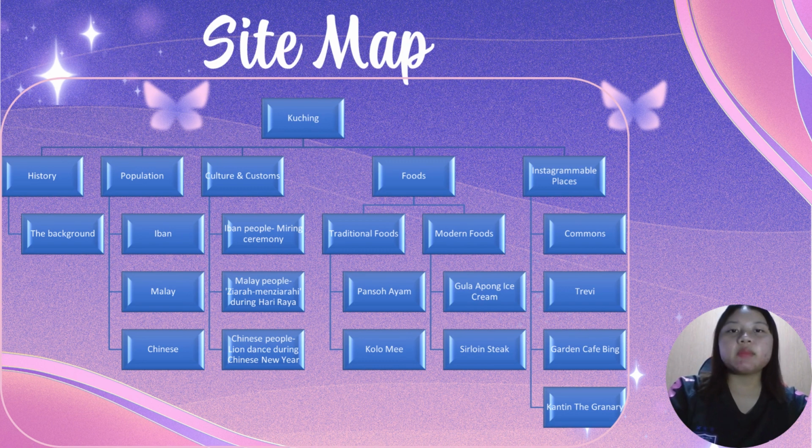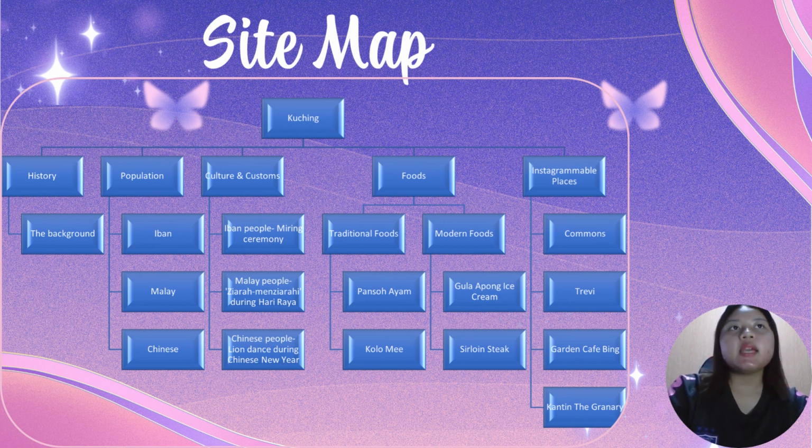The next topic is the population, in which its subtopic is the 3 largest populations in Kuching, which are Iban, Malay, and Chinese. The third topic is the culture and custom, in which for Iban people it is the miring ceremony, Zapin during Hari Raya celebration for Malay people, and lion dance during Chinese New Year celebration for Chinese people.